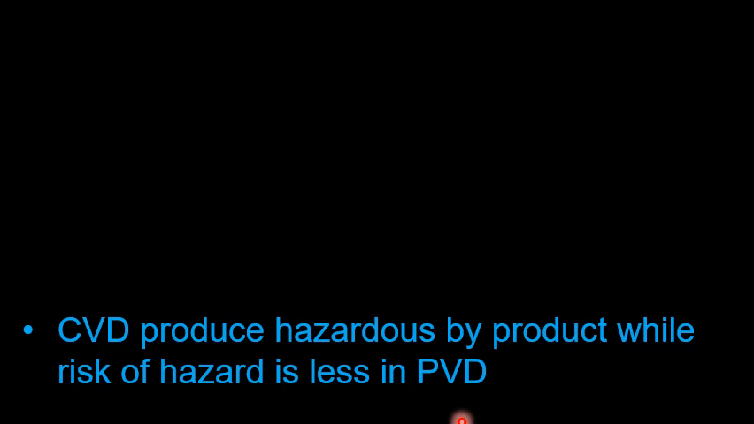So the byproducts produced due to the chemical reaction are exhausted into an exhaust scrubber and then removed from the system. But still, the byproducts produced in CVD are usually hazardous, while in the case of PVD, if you have a byproduct, it is not hazardous, or rarely hazardous. So that's the advantage of PVD over the chemical vapor deposition process.